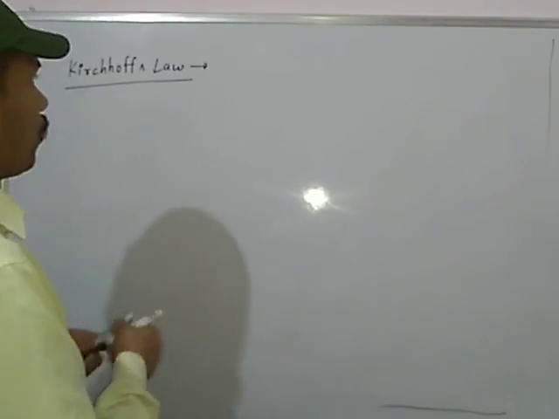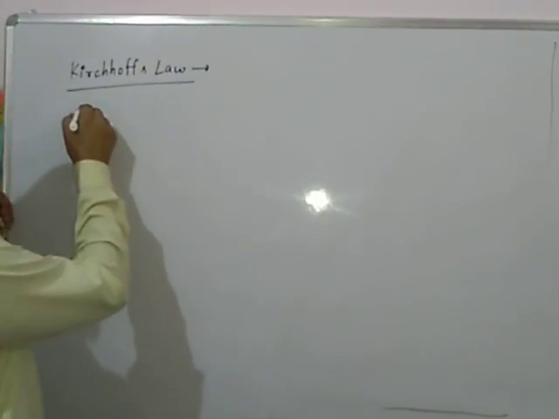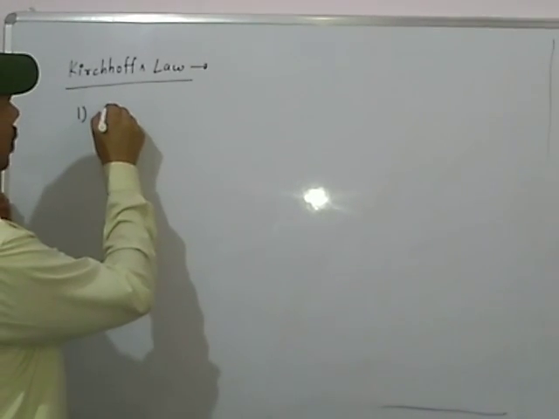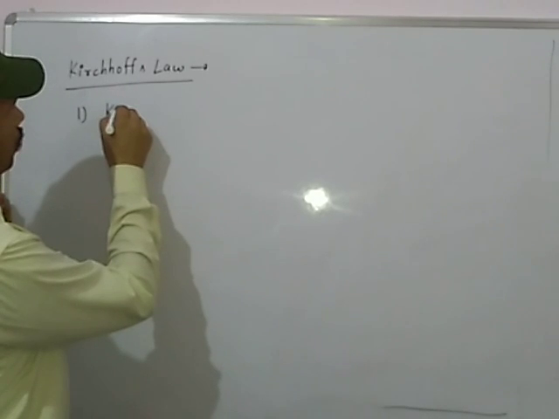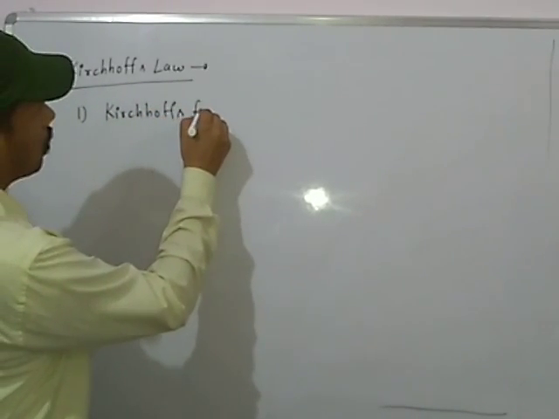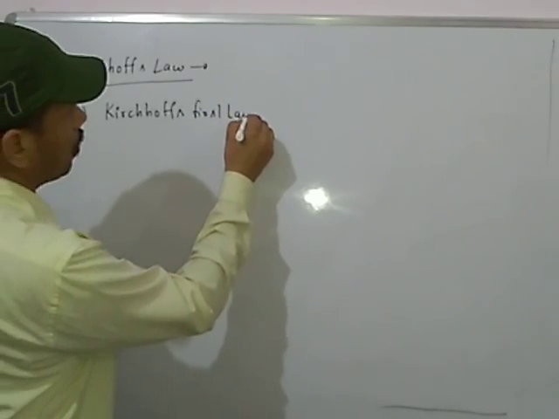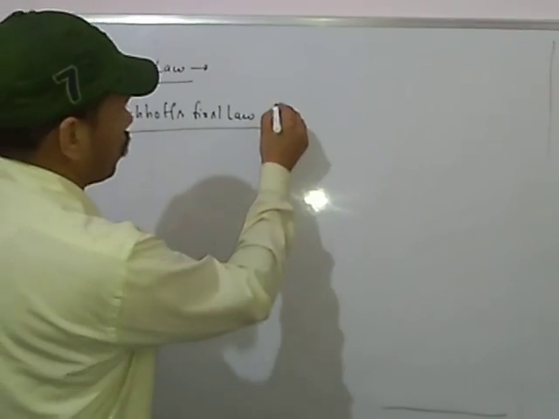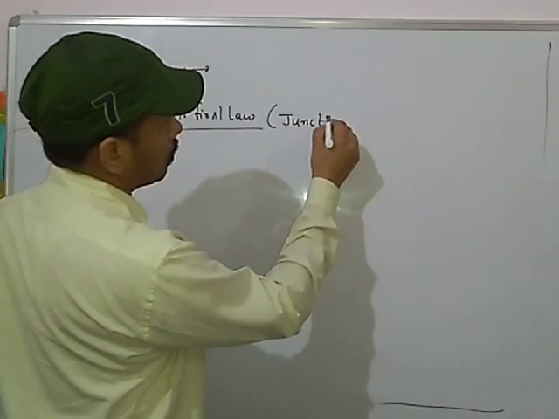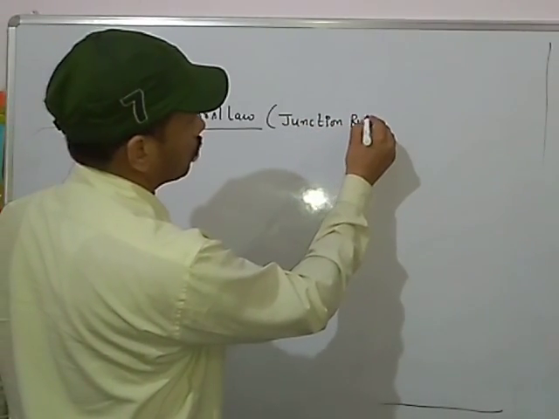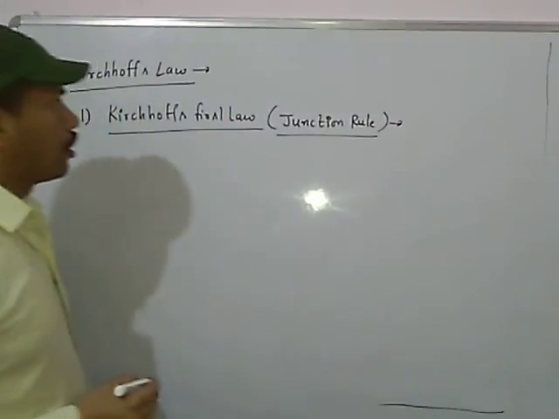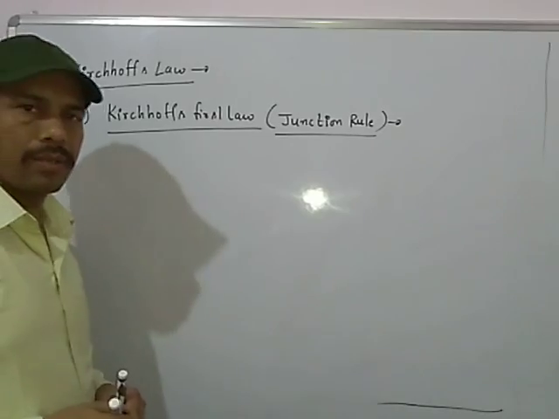Now, Kirchhoff's law is divided into two categories. Number one is known as Kirchhoff's first law. This Kirchhoff's first law is also known as the junction rule or junction law.